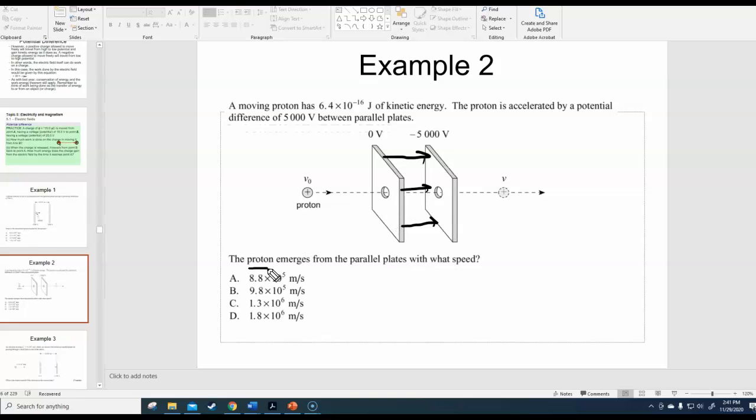We're asked, does the proton emerge from the parallel plates? Okay, so we know that the work done by the field would be negative q delta V.